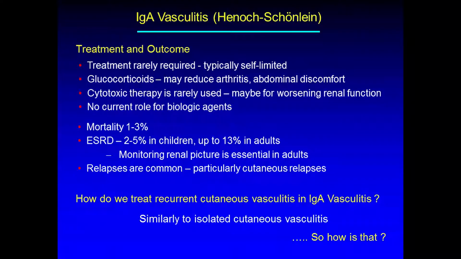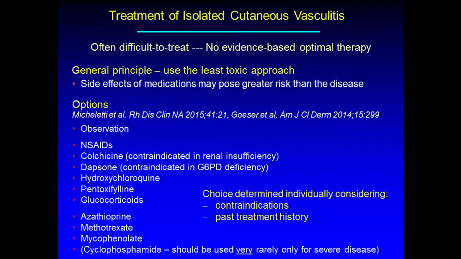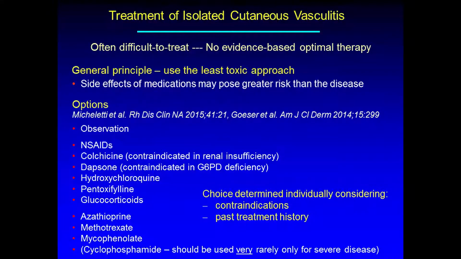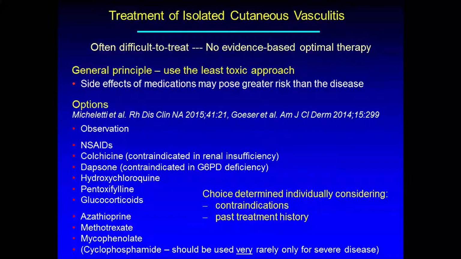Well, it's similar to isolated cutaneous vasculitis. So how is that? And again, I think one of the things we realize when we talk about isolated cutaneous vasculitis, this is often extremely difficult to treat. Part of the challenge we face is that there is no evidence-based optimal therapy, and the general principle is to use the least toxic yet hopefully effective approach, recognizing that the side effects of the medications may in some ways pose a greater risk than the disease itself.